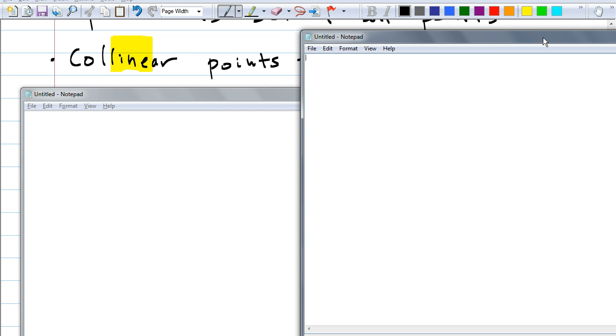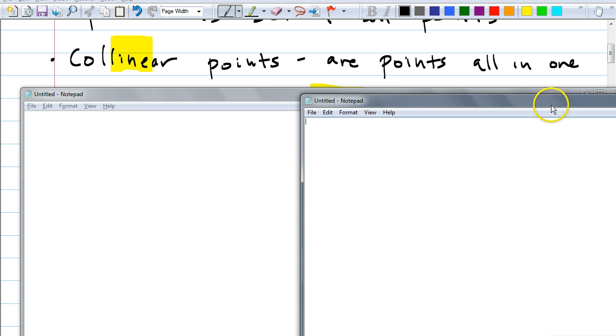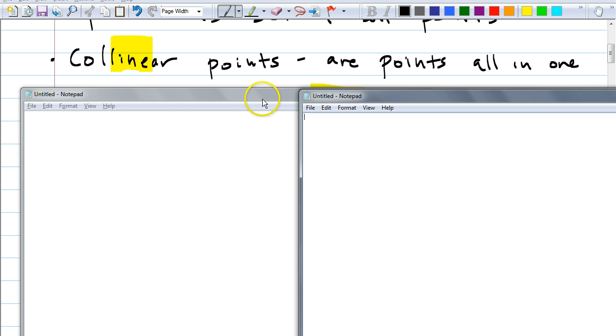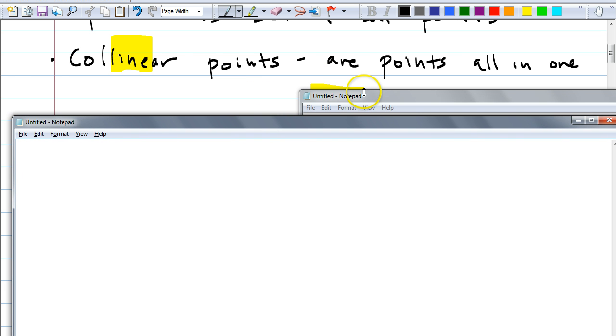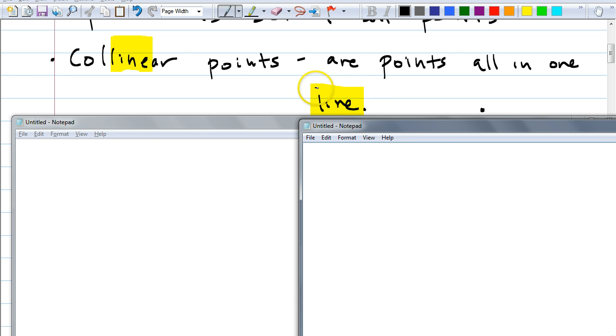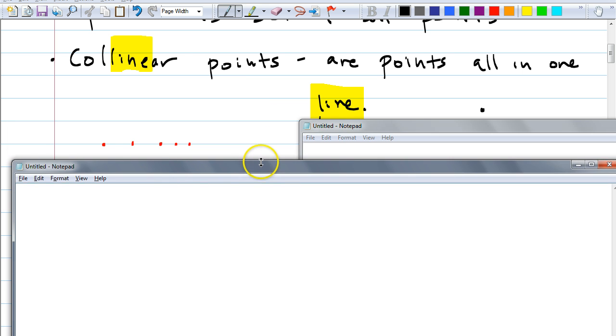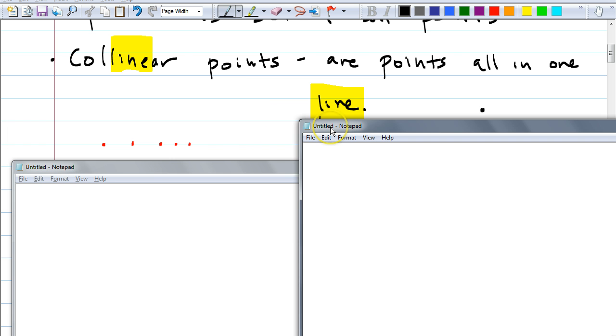Let me give you a hint. Points that are on the same line. The same line is correct. So exactly, collinear points are nothing more than points that are on the same line, on one line. So look at these points. Do you think these points are collinear, guys? I wasn't really careful, but if I was being really careful to put those points on that line, you see that these are collinear points.